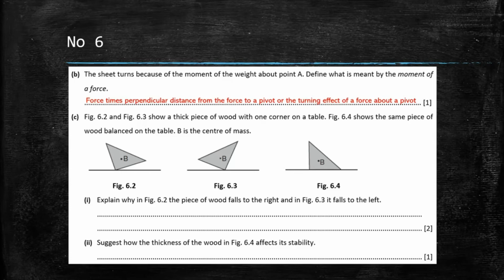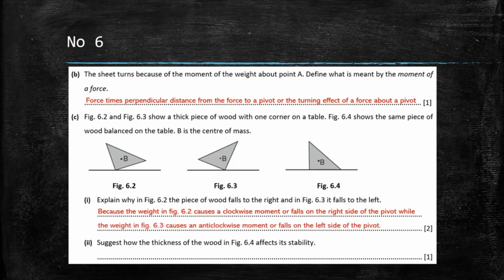Explain why in Figure 6.2 the piece of wood falls to the right, and in Figure 6.3 it falls to the left. Because the weight in Figure 6.2 causes a clockwise moment, or falls on the right side of the pivot, while the weight in Figure 6.3 causes an anti-clockwise moment, or falls on the left side of the pivot.